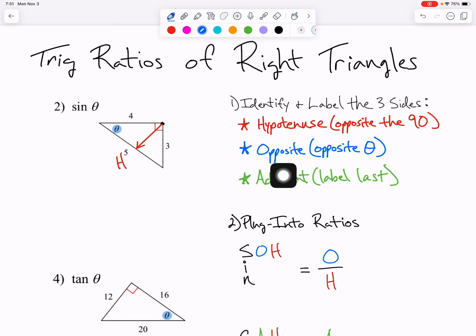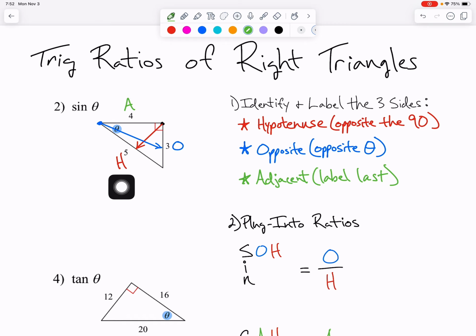Then I am going to label the opposite side. So when I see theta, little Baltimore Oriole there, I'm going to start in that corner and go opposite of theta and just label that O. And I always just label the adjacent last.